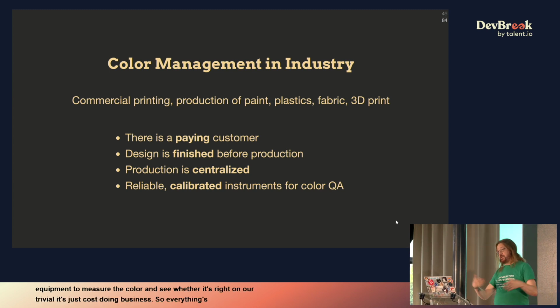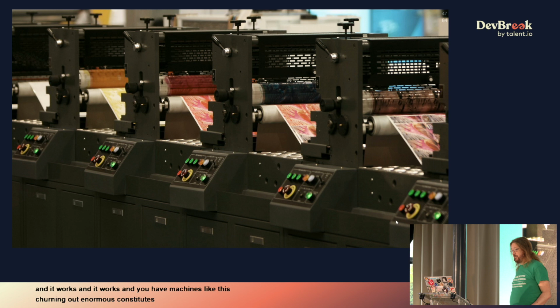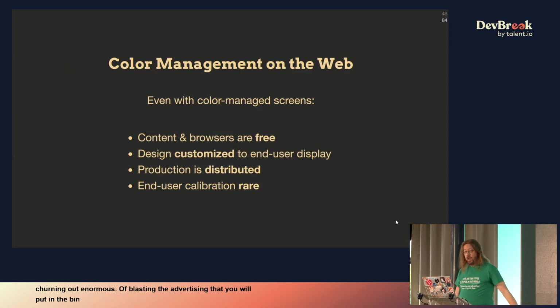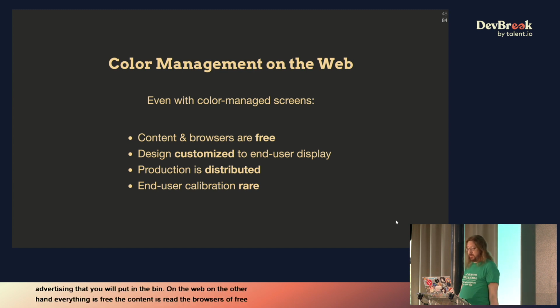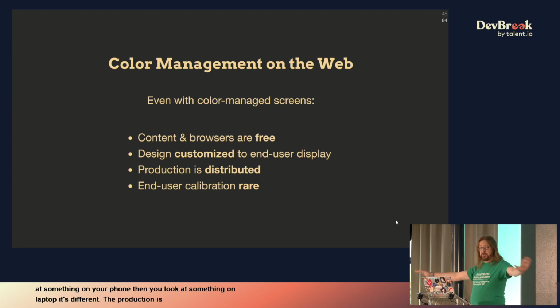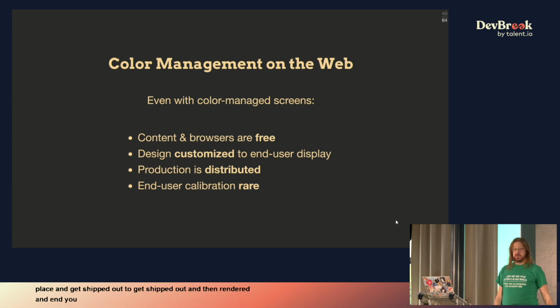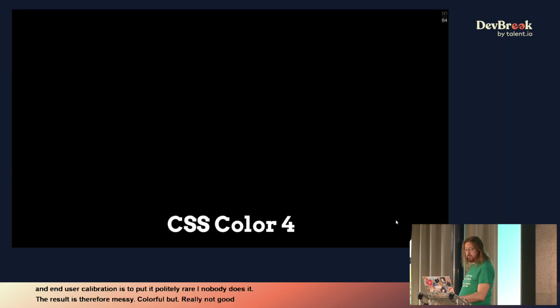So everything's calibrated, and it works, and you have machines like this churning out enormous quantities of glossy advertising that you will put in the bin. On the web, on the other hand, everything is free. The content is free. The browsers are free. The design gets customized to the end user's display. If you look at something on your phone and then you look at something on a laptop, it's different. The production is therefore distributed. It doesn't happen in one place and get shipped out. It gets shipped out and then rendered. And end-user calibration is, to put it politely, rare, i.e. nobody does it. The result is therefore messy, colorful, but really not good.